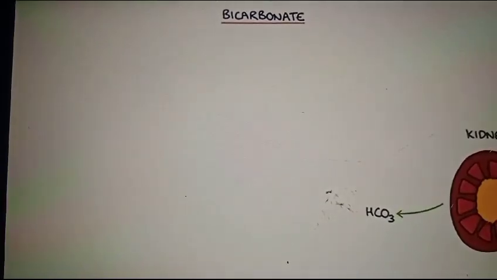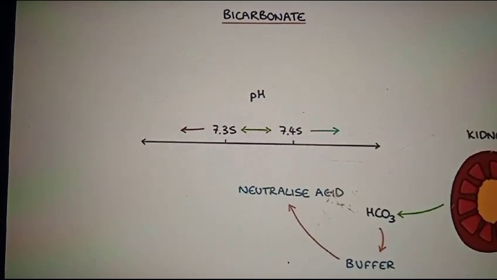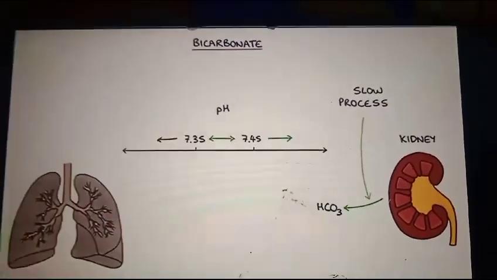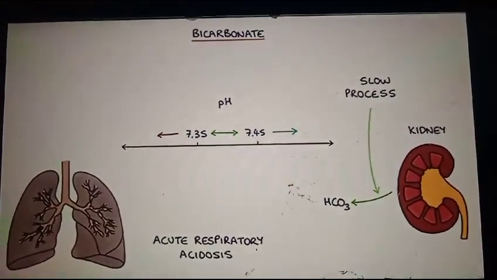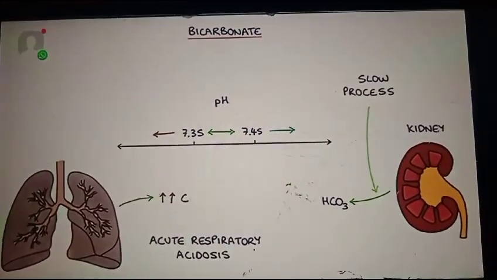Let's talk a bit about bicarbonate. Bicarbonate is produced by the kidneys. Bicarbonate acts as a buffer to neutralize the acid in the blood and helps make the pH normal again, but it is a slow process. In an acute episode of respiratory acidosis, the bicarbonate cannot be produced fast enough to compensate for the rising carbon dioxide level.